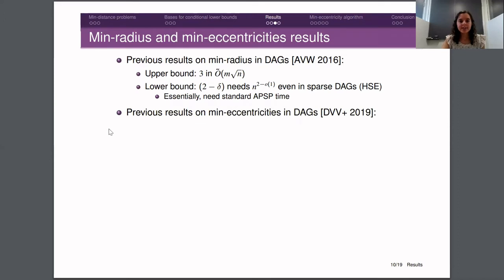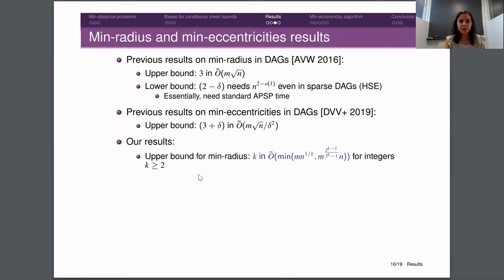And for min eccentricities, you can get 3 plus delta in faster than essentially the standard APSP time. And this bound actually is not just for DAGs, it's for general directed graphs. So what we did was we found a 2 approximation for min radius in faster than the standard APSP time. And in fact, we didn't just find a 2 approximation, we found a k approximation for every integer k greater than or equal to 2.